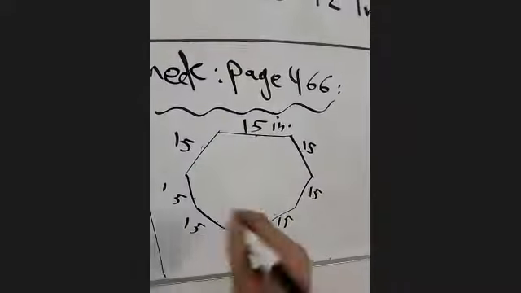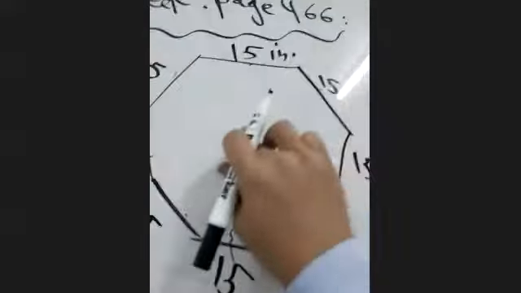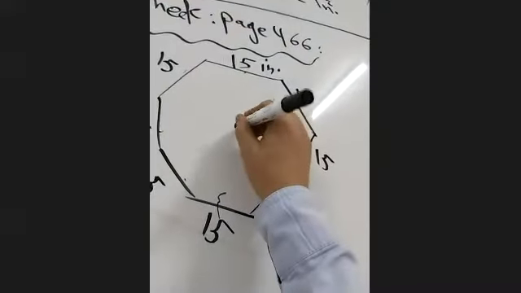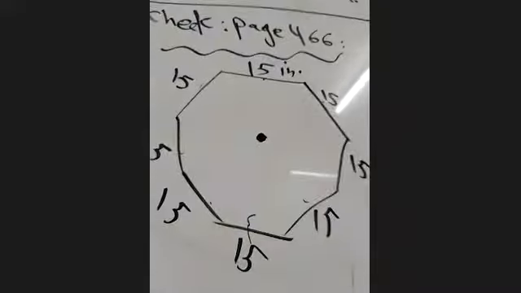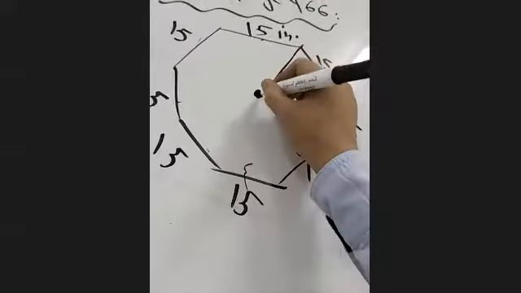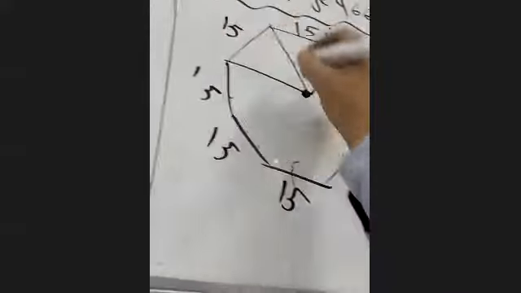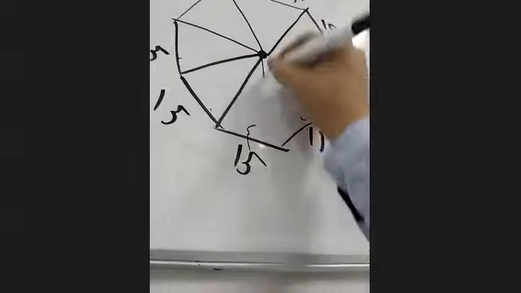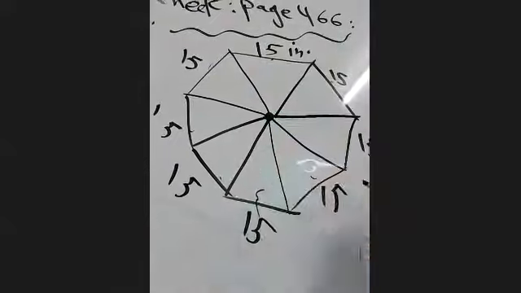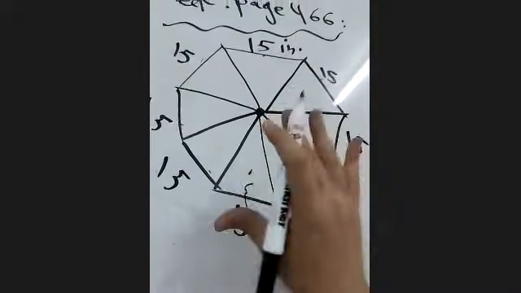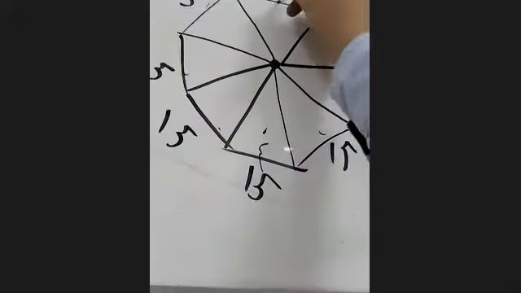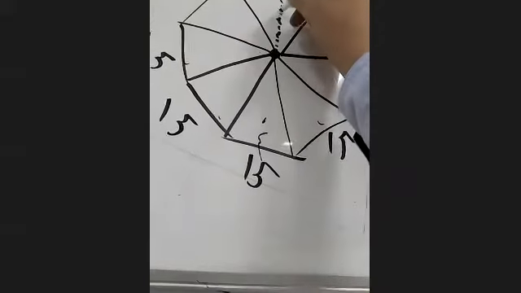Now, let's split, make divisions. I'll start with the center point at the middle here, and I will make lines like this to each corner. Triangles. Now, how many triangles do I have here? 1, 2, 3, 4, 5, 6, 7, 8 triangles. Each one of them has base 15 and height how much in the question is given?